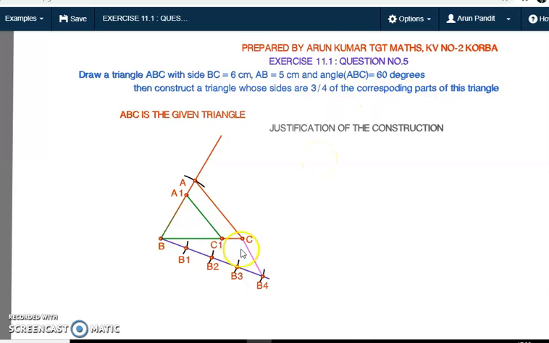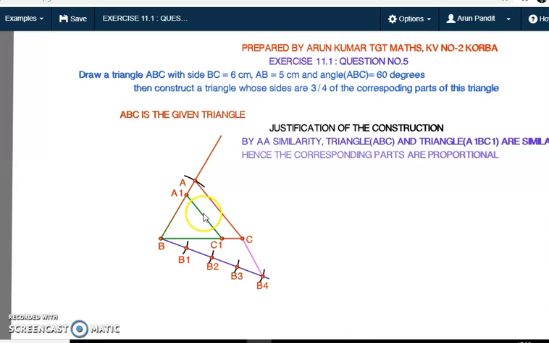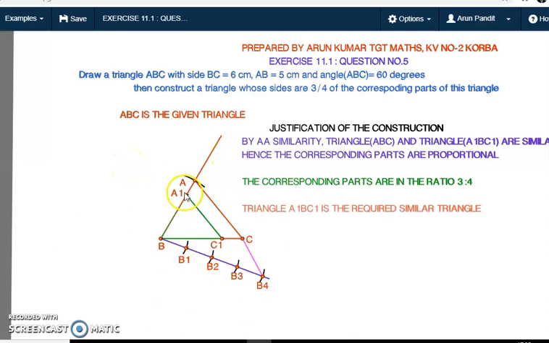How are they similar in the ratio 3:4? Because as we have drawn A1C1 parallel to AC, this angle equals this angle, corresponding angles. Similarly, this angle equals this angle, meaning angle A equals angle A1, and angle B is common in both triangles A1BC1 and ABC. So both triangles are similar by the AA similarity criterion. So the corresponding sides are in the ratio 3:4.